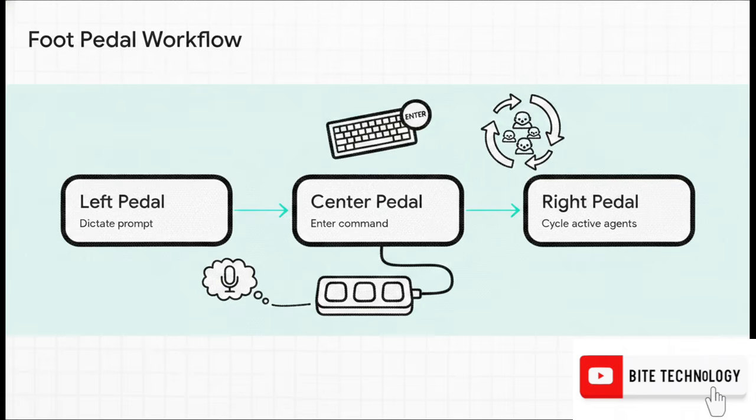And this brilliantly illustrates just how crazy things are getting. Because of these workflow evolutions, developers are hacking together entirely new ways to input data. Get this, an Elgato 3-button foot pedal workflow. Developers are mapping the left pedal to dictate voice prompts, the center pedal for enter, and the right pedal to cycle through active AI agents in Herder. It sounds totally absurd, but it's proving to be an incredibly effective physical hack for remote AI management. It essentially allows developers to orchestrate agents almost like playing an instrument.